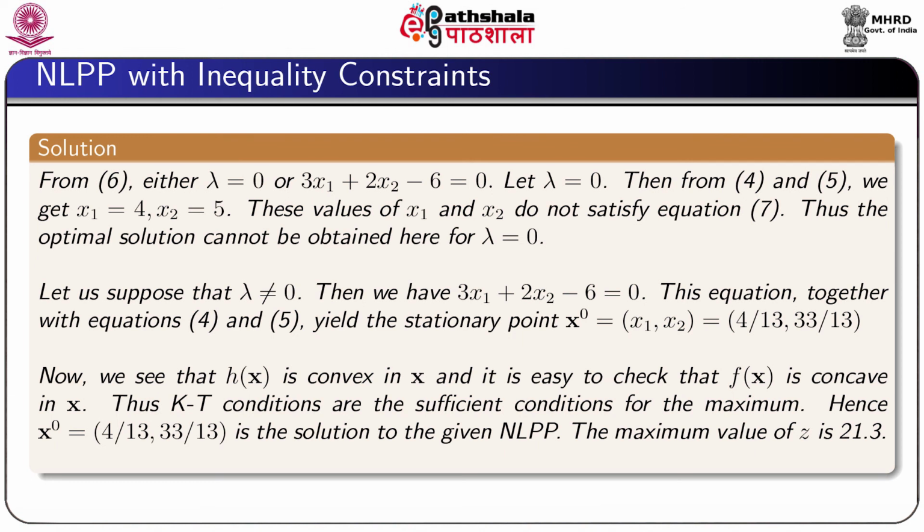Now, observe that hx is convex in x, as hx is linear in x1 and x2. It is also easy to check that fx is concave in x. Thus, KT conditions are sufficient conditions for the maximum. Hence, x naught equal to 4 by 13, 33 by 13 is the solution to the given NLPP, and the maximum value of z is 21.3.